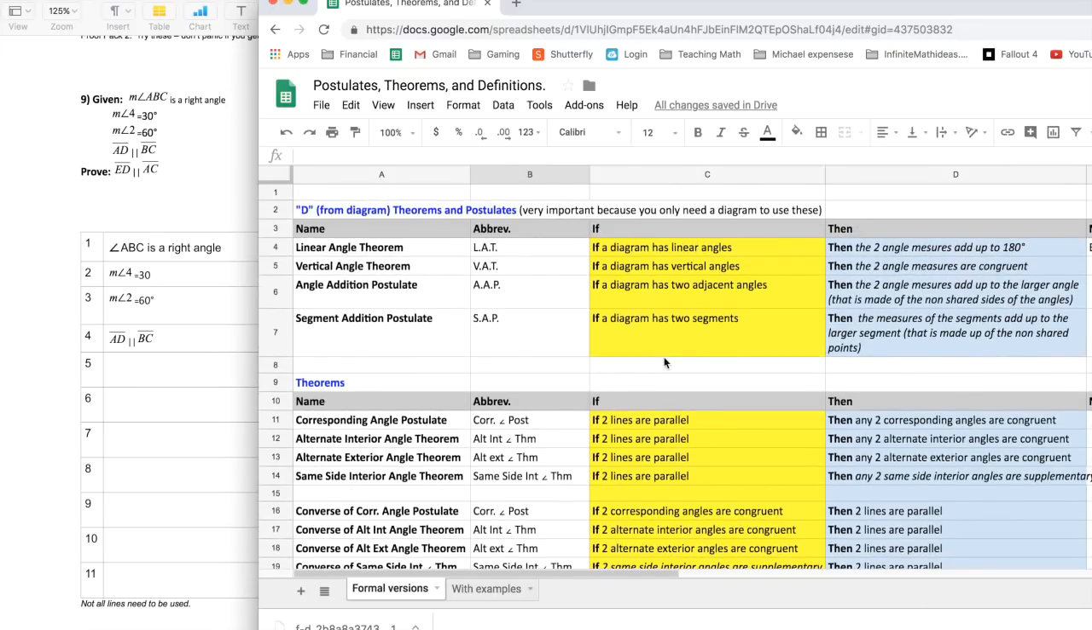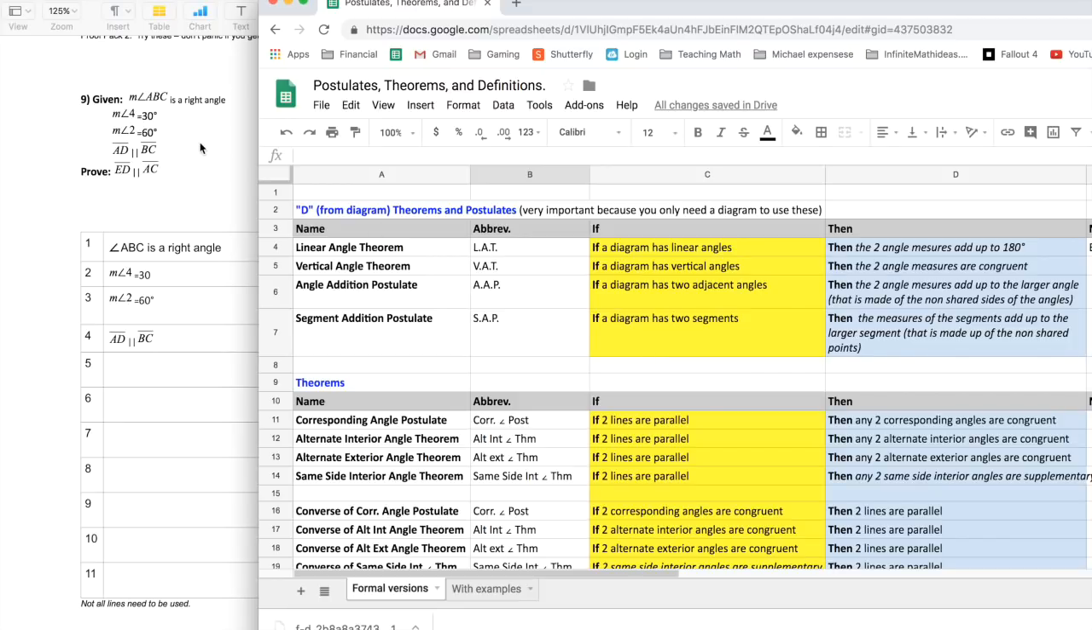So we're going to do problem 9 from 3-3, and I'm going to walk you through how to do it. Hopefully you've already given it a try. Maybe Mr. DPR has already gone over it with you. But I'm going to show you how I would approach the proof and how to do a proof you've never seen before, which is what honor students should be able to do. And we're going to use these yellow and blue columns, the if-then statements of each theorem or postulate or definition, to help us figure out which one to use.